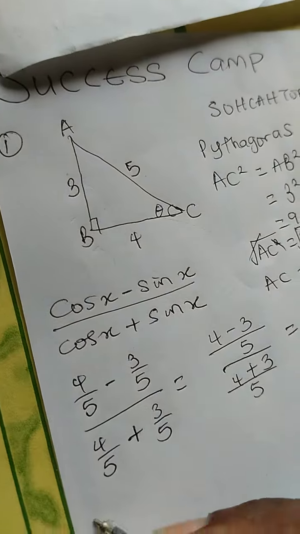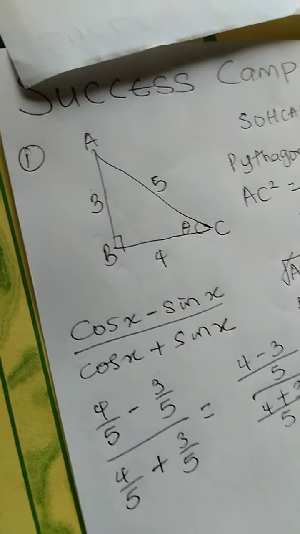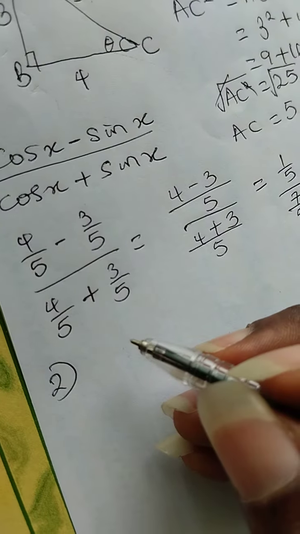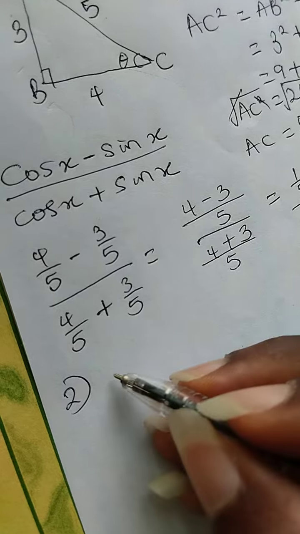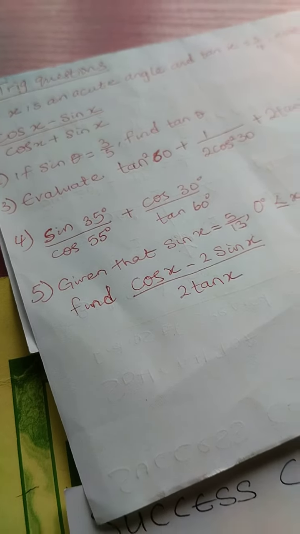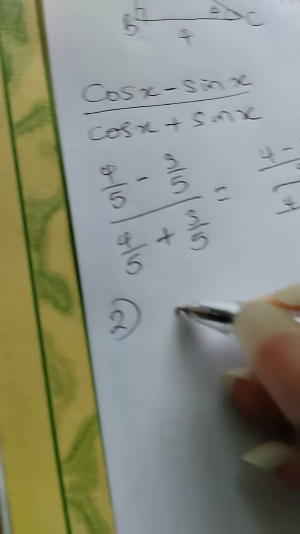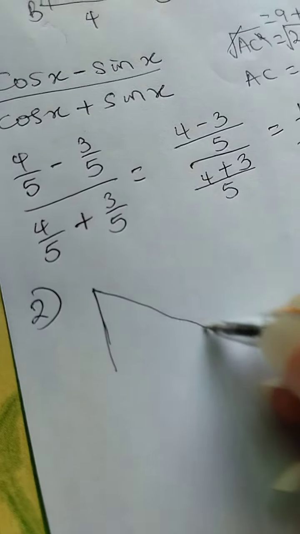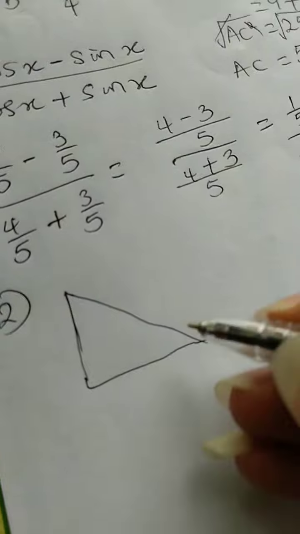In quick succession, let's try number 2. You can pause the video and try it. So if sin theta is equal to 3/5, find tan theta. Remember, the first step I will do is to draw a right angled triangle.